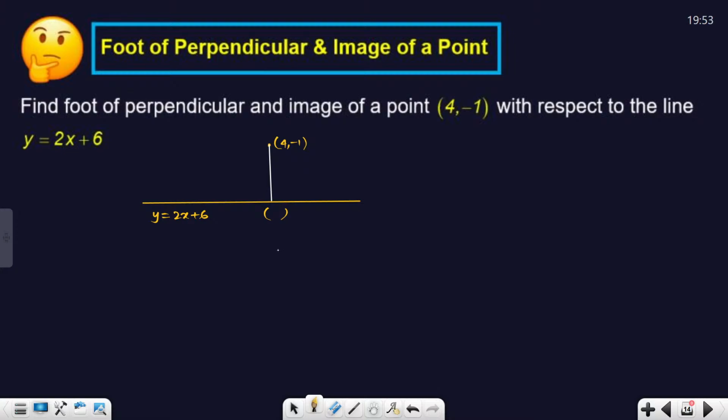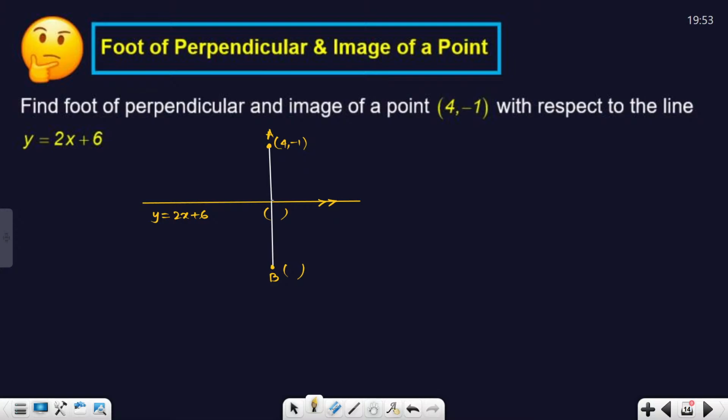And the second question is, you have to find out the image of this point with respect to the line mirror. That is, this point's mirror image will come somewhere here. So you have to find out the coordinate of this point. This is basically the image of the point A. Let us denote this point by B.